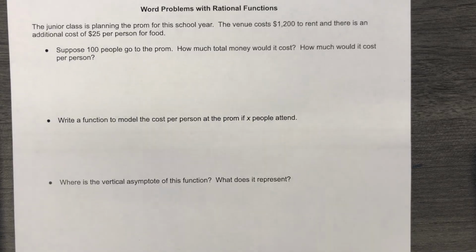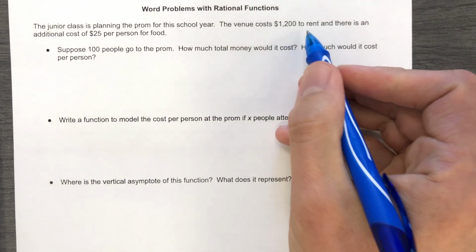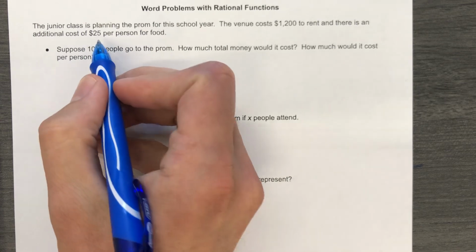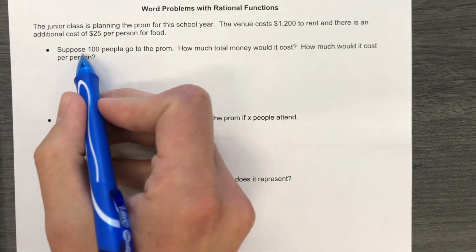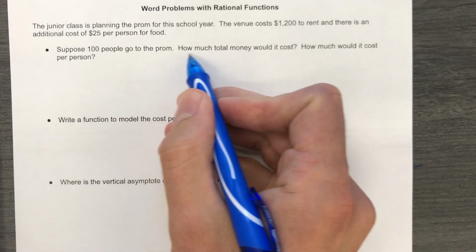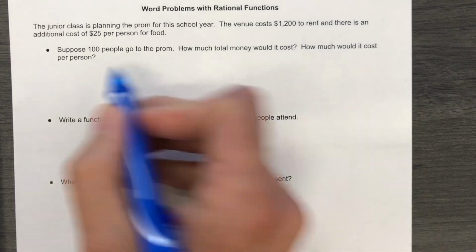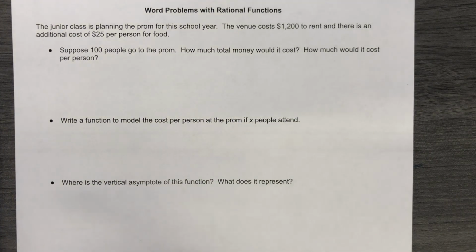Well, the junior class is planning the prom for this school year. The venue is going to cost $1,200 to rent, and there is an additional cost of $25 per person for food. So let's suppose 100 people go to the prom. How much total money would it cost? And then how much would it cost per person? Two questions within this one question.